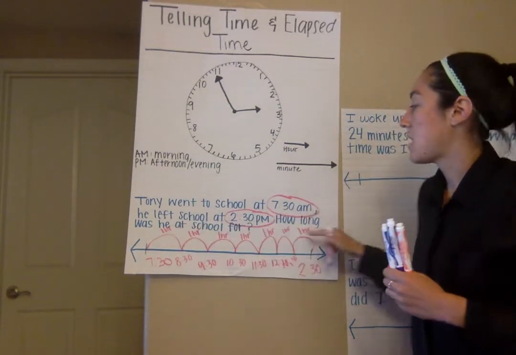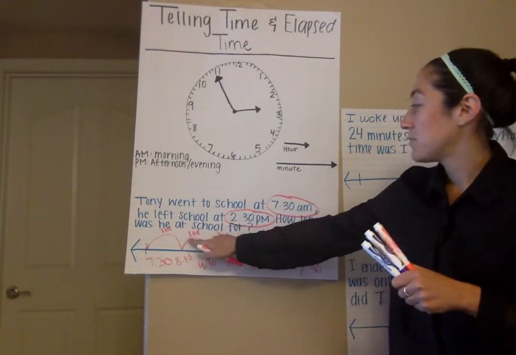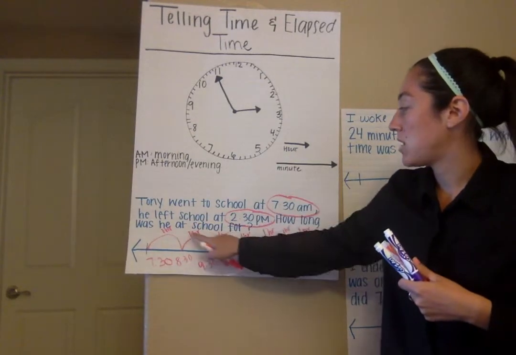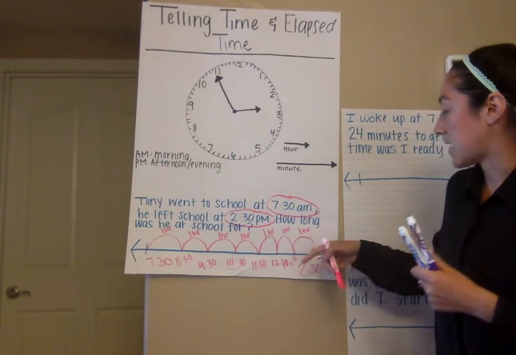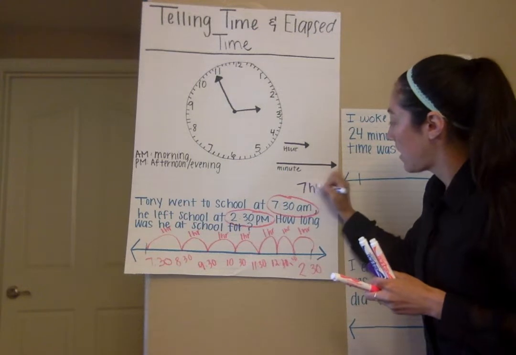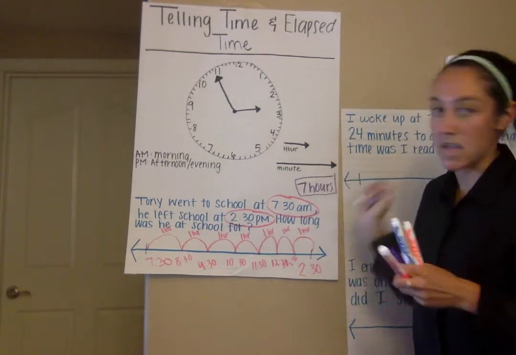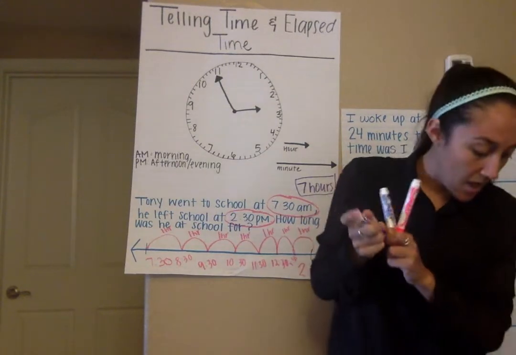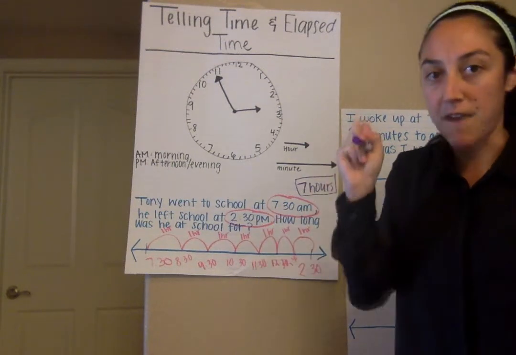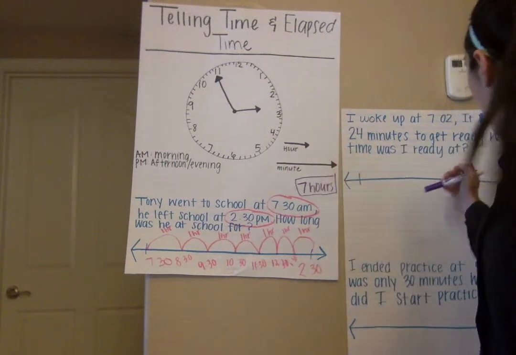Then you take all the numbers that you have on the top and you add them up. So 1 plus 1 plus 1 plus 1 plus 1 plus 1 plus 1 is going to get you to 1, 2, 3, 4, 5, 6, 7. So Tony was at school for a total of 7 hours. And then you box your answer. Remember, the bigger jumps are full hours, and then if you're going by 5 or 10, those can be smaller, and then single minutes are really little.